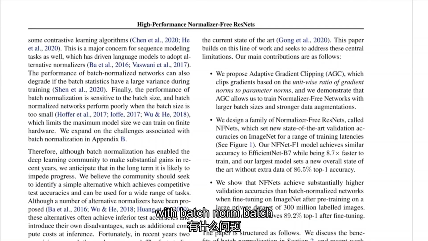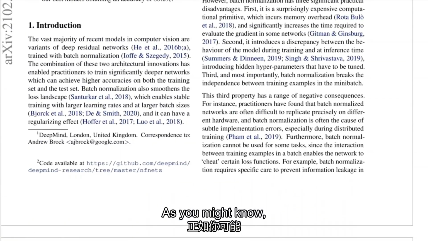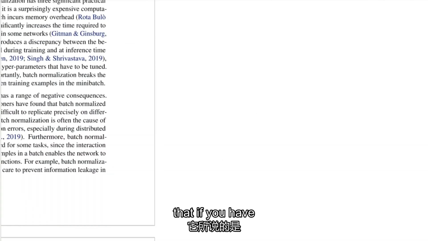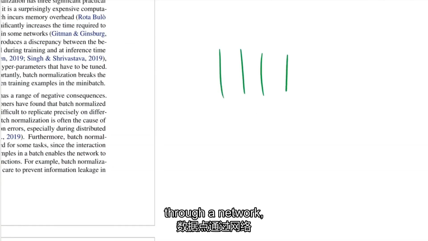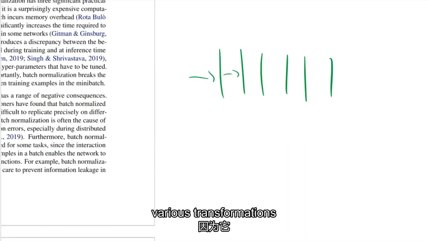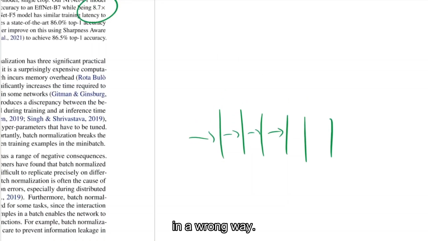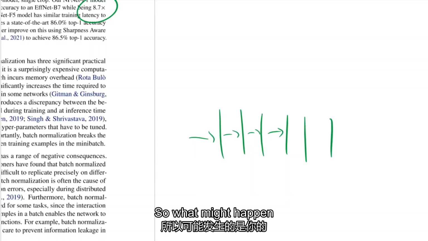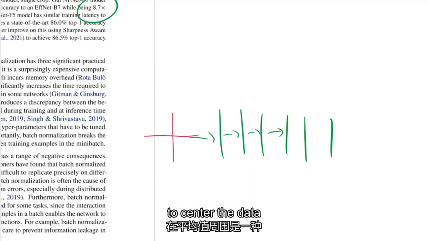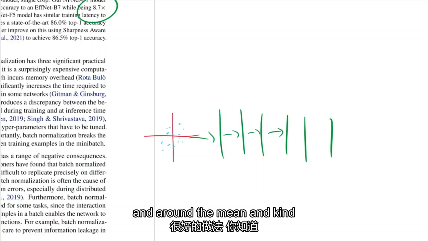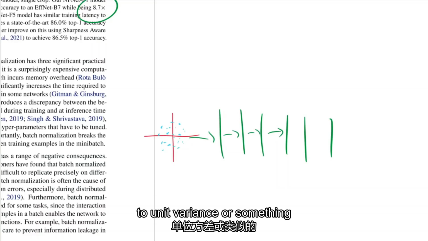What's the problem with batch norm? As you might know, I've done a video on batch norm, but essentially what it says is that if you have a data point that goes through a network, it will experience various transformations as it goes down the layers. However, some of these transformations are quite unfortunate if you build the network a little bit in the wrong way. What might happen is that your initial data distribution might be, and in machine learning it's good practice to center the data around the mean and scale it to unit variance or something like this.